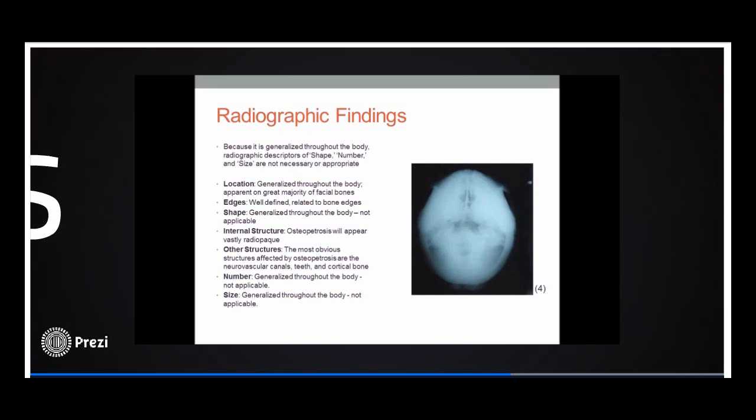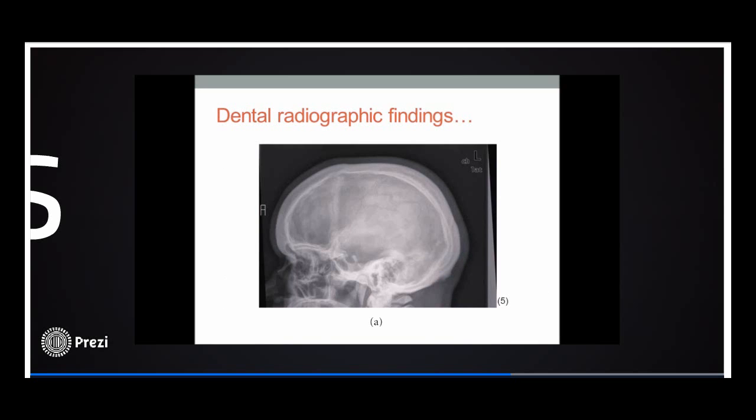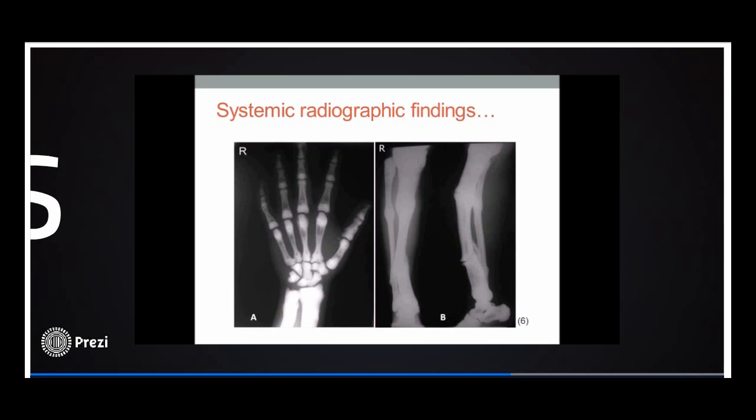From a dental perspective, the most affected structures are the inferior alveolar nerve canal and cortical bone trabeculation. Teeth may be displaced. Number and size are not applicable as it is systemic in nature. Here's a nice radiograph showing the diffuse radiopacity of osteopetrosis. The sagittal view perfectly depicts the sclerosis that can happen in the calvaria. These are some other radiographs showing the systemic effects of the disease, which in this case are apparent on the phalanges and tibia and fibula.